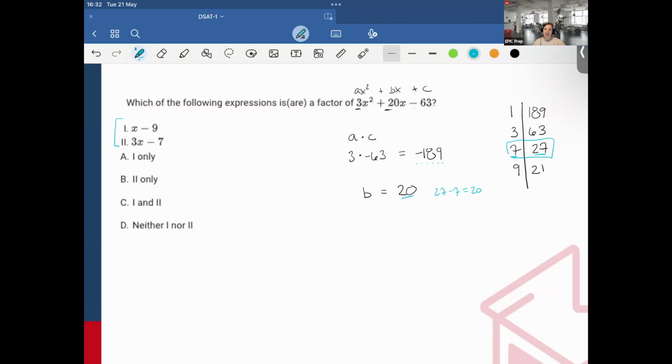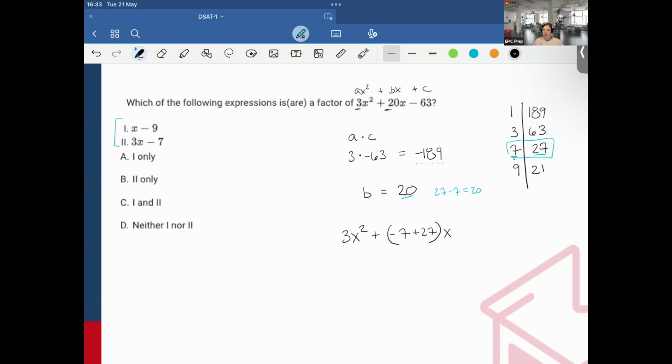Okay, so I found my winning pair, and now I need to factor and put it together. To do that, I'm going to factor 20 out of the 20x. So just rewriting, this would be 3x squared. Remember I said my winning pair is negative 7 and 27. So basically plus negative 7x plus 27x.